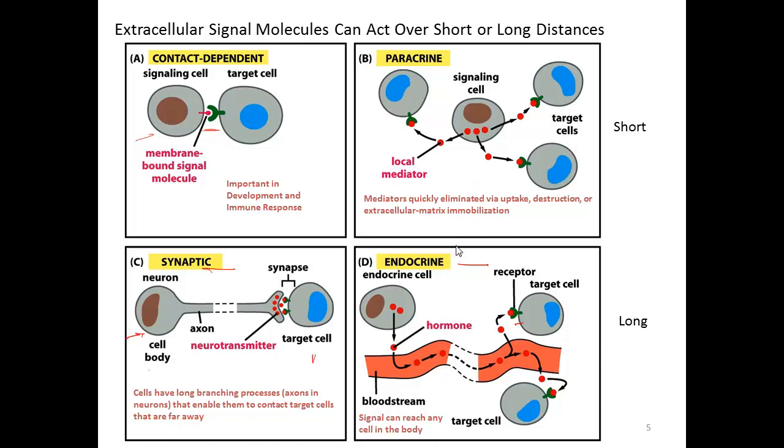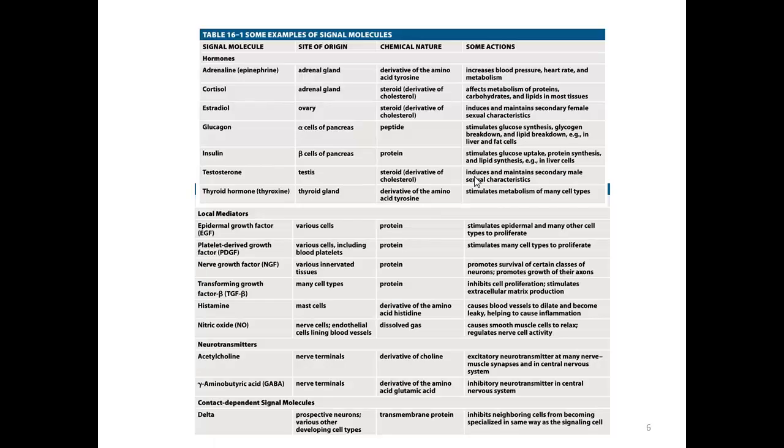And then there's the short distance analog of endocrine signaling. This is called paracrine signaling. A ligand is released, but it doesn't enter into the bloodstream and go all over the body. It just enters into the extracellular fluid in the local environment and will go to nearby cells.